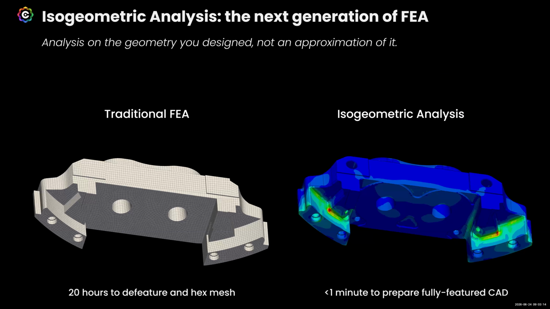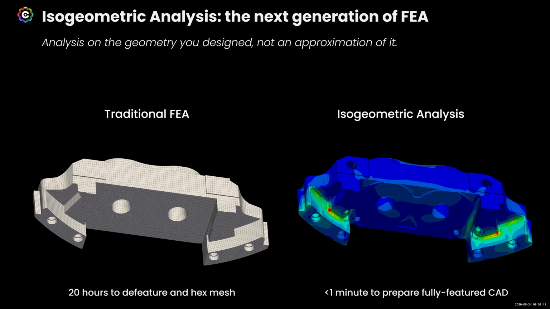As Matt mentioned, we do see IGA as being the next generation of FEA. I had a lot of experience when I was an FEA analyst of spending a lot of time not really doing engineering work, but just defeaturing meshes for nonlinear analyses. So on the left here, one of the demos we're going to be showing today will be a vehicle suspension subassembly with the brake system. So this is a caliper.